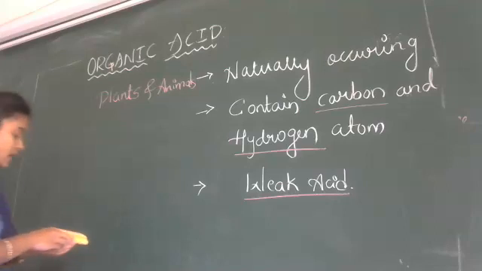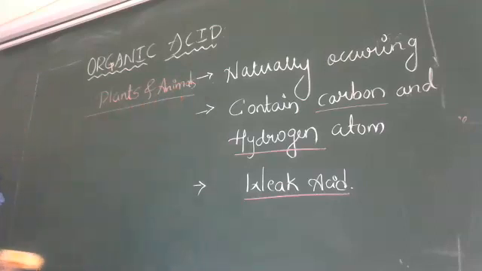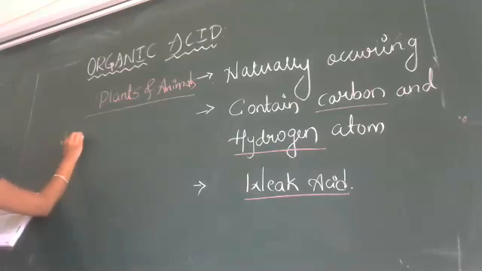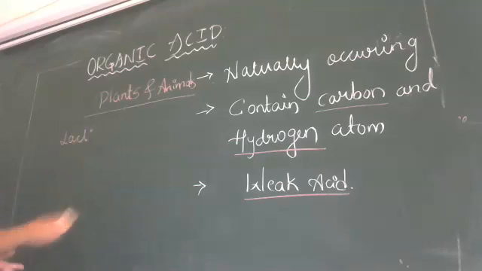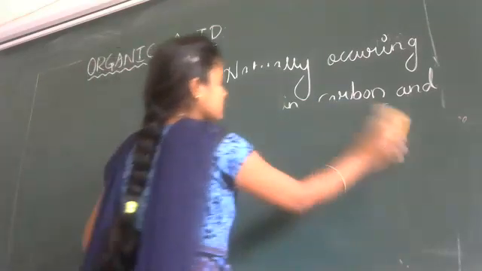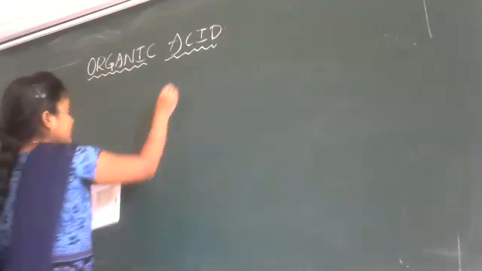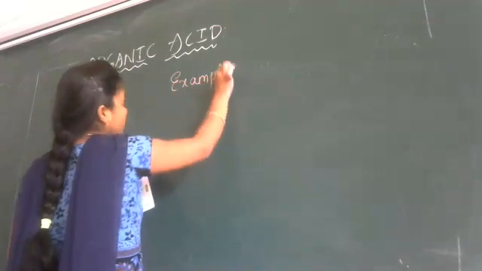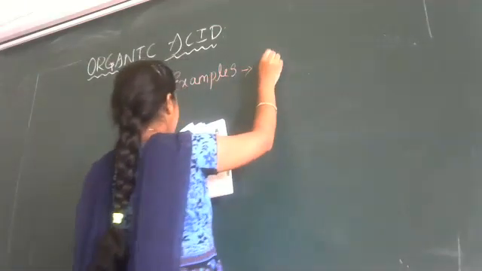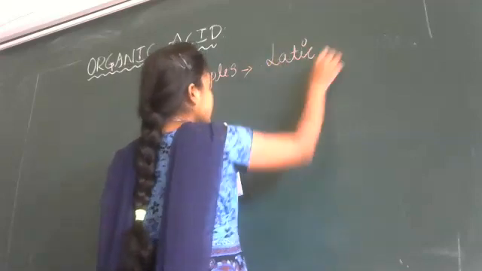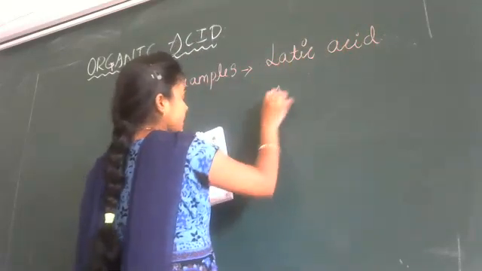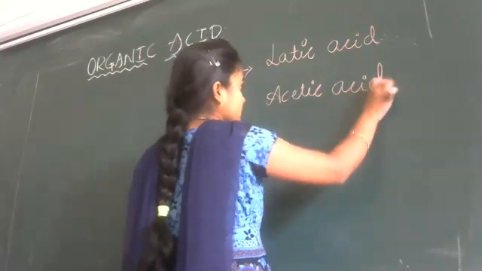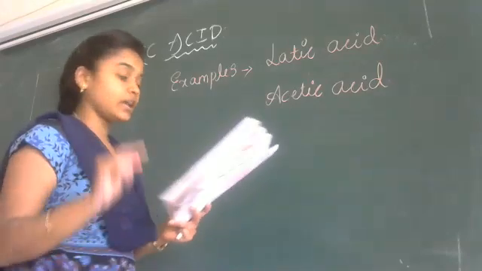Now, I have some examples, like here you can see. Once again, grab this and write with examples and explain. Some of the examples of organic acid. First one is lactic acid, right? Then acetic acid. These acids, whatever I am writing, they are organic acids.